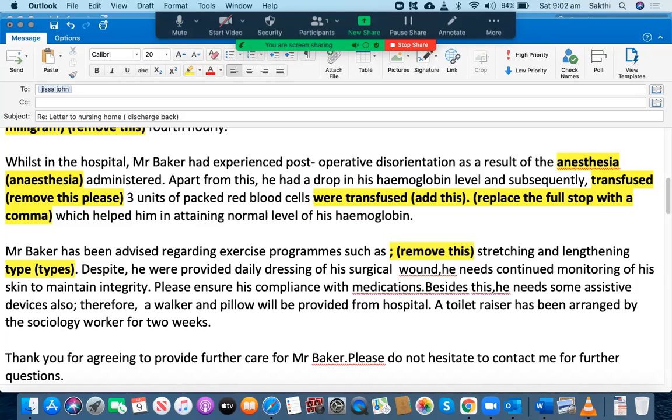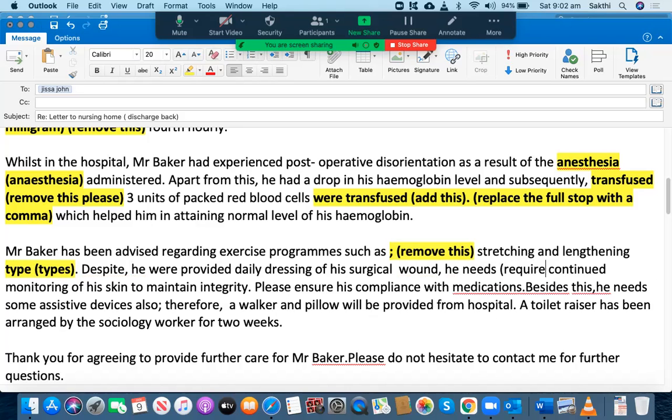Despite he were provided whatever the wound, he needs continued. Okay, again, it's always important to use formal words as much as we can. So she has to use he requires. Okay, that's the mistake she has mentioned here. So she didn't write the appropriate word here. Okay, despite he were provided. No, it's not the correct answer.